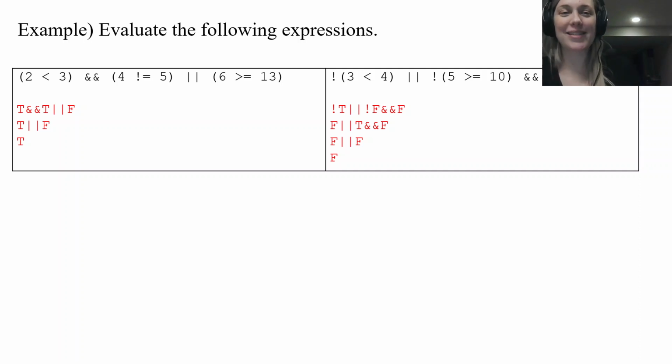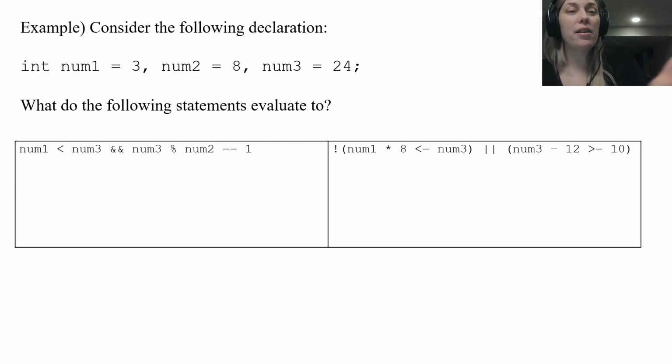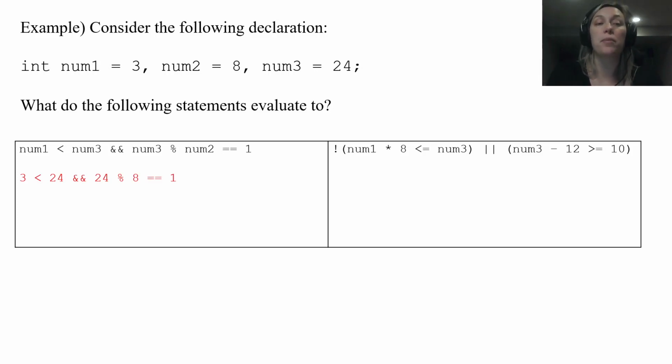Here we go. All right, let's get to our last example. Following declarations, I have 3 numbers. What do the statements evaluate to? Again, think of it like a giant puzzle. We're figuring this out here. When you have set numbers or set values like this, I just recommend plugging them in, okay? You don't have to come up with a truth table or any sort of tracing table when you have set values. So I'm going to plug in those numbers for num1, num3, and num2.